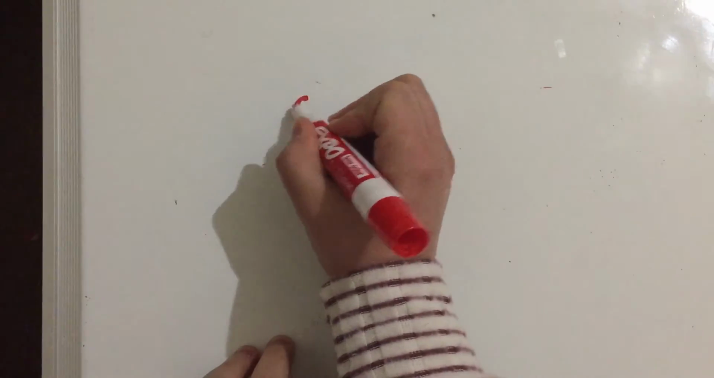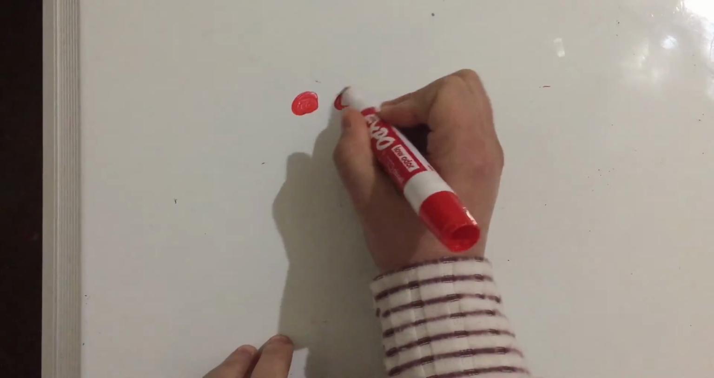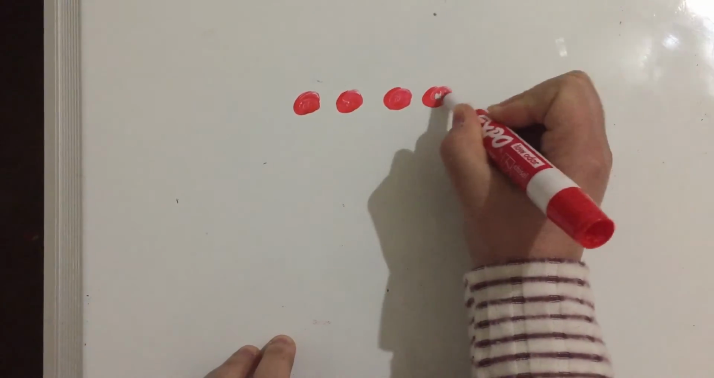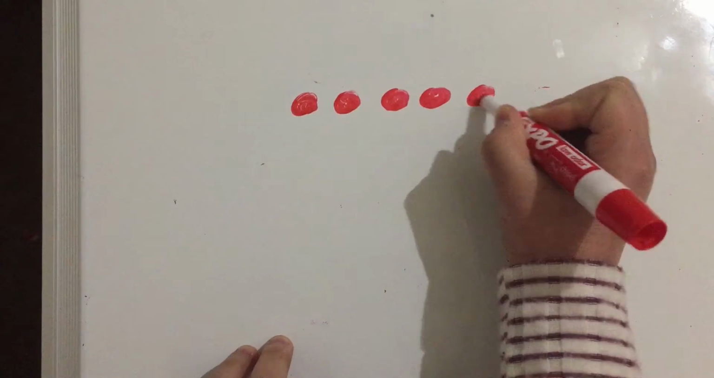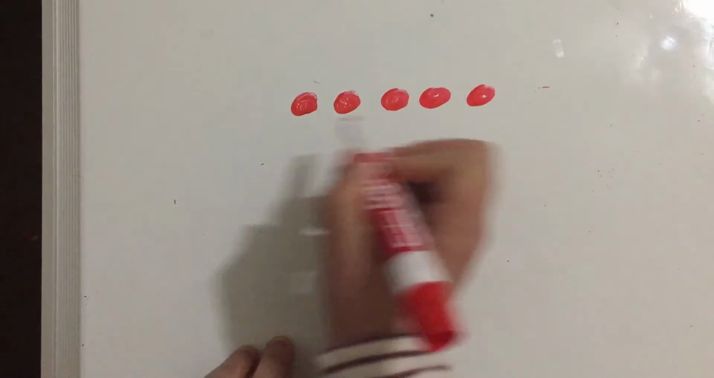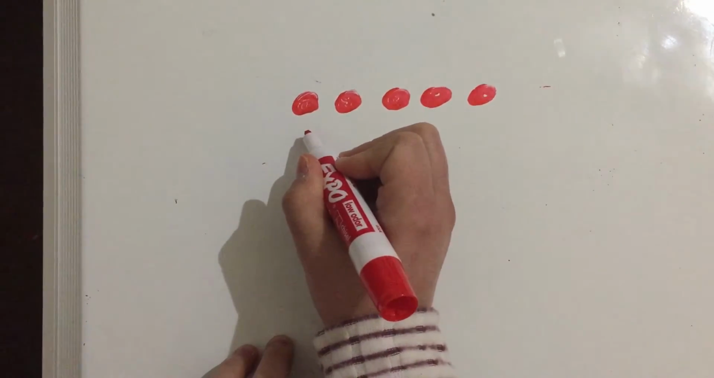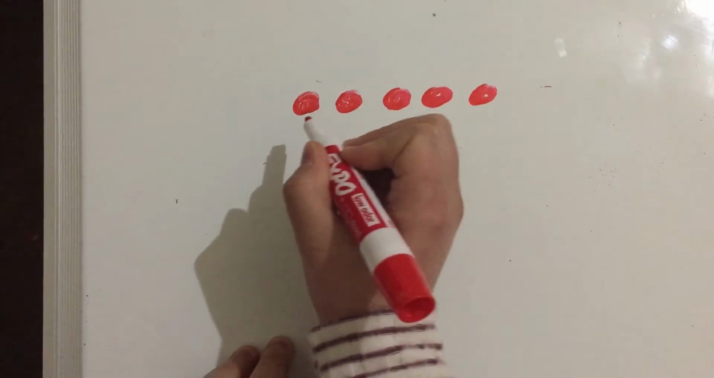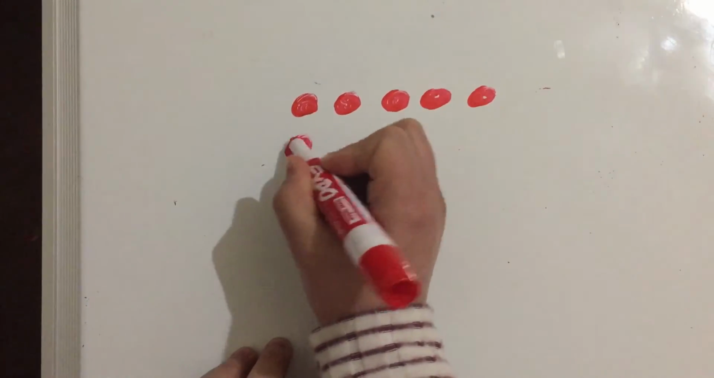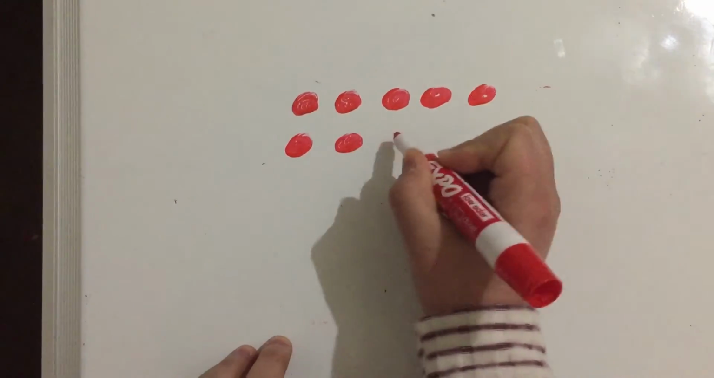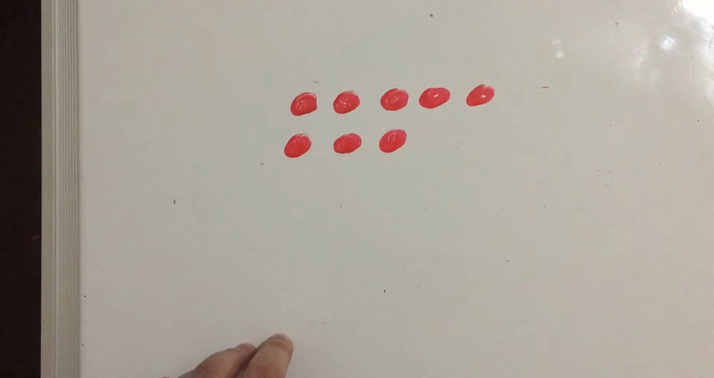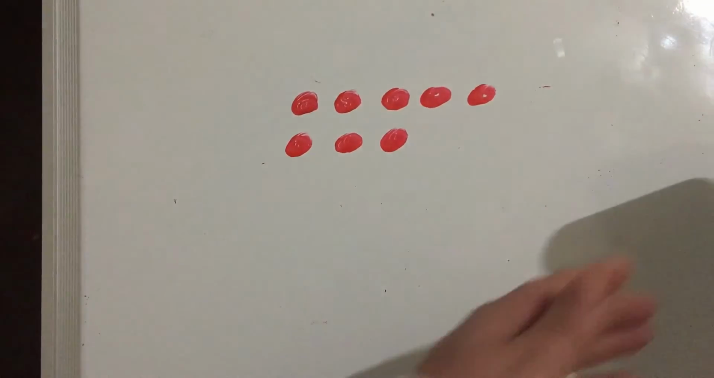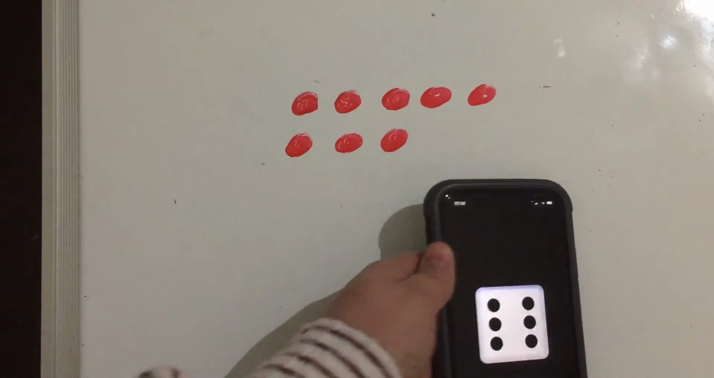1, 2, 3, 4, 5. There's my 5 group. Now I'm going to go down and continue to count. I stick 5 in my brain. 5. I'm going to count on 6, 7, 8. Now I have 8. All right, let's bring in our dice and see what number we get.